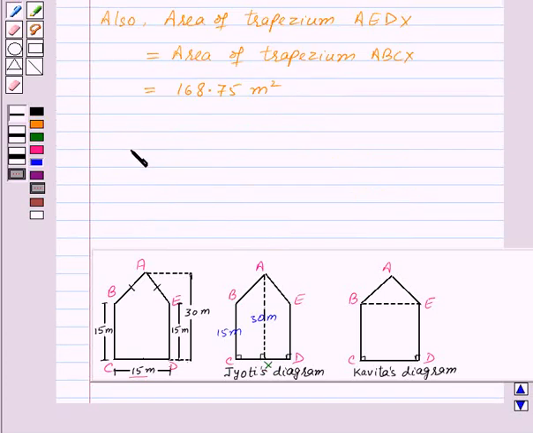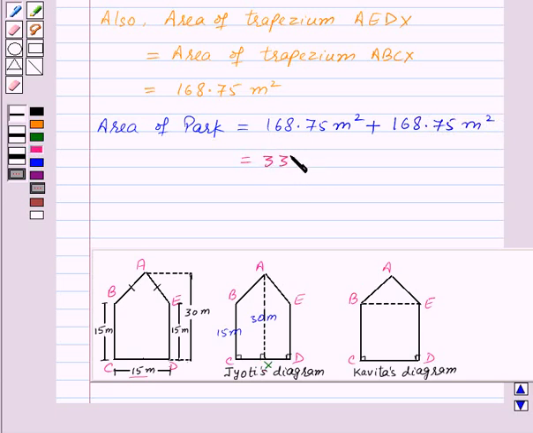Therefore, we can say that area of park is equal to area of trapezium ABCX, that is 168.75 meters squared, plus area of trapezium AEDX, which is also 168.75 meters squared, and this gives 337.5 meters squared. So, in Jyoti's way, the area of the park is 337.5 meters squared. Now let us consider Kavita's method.